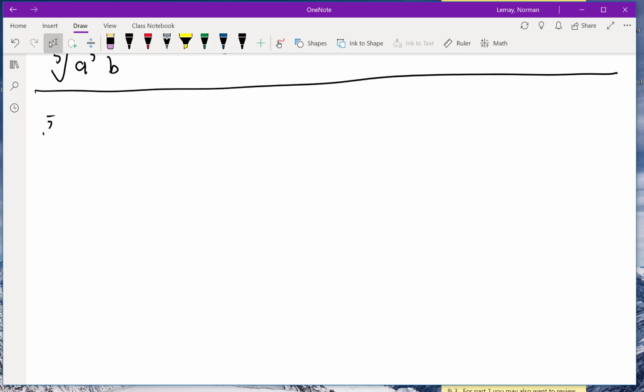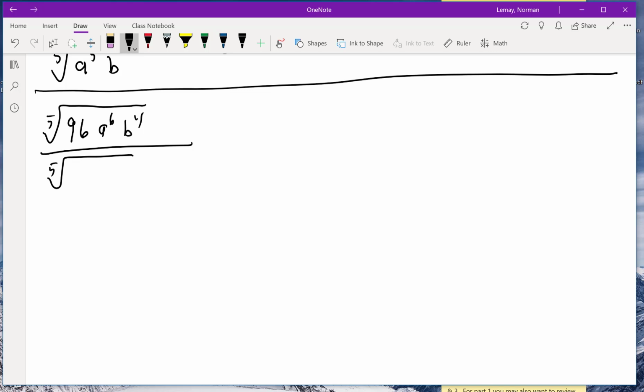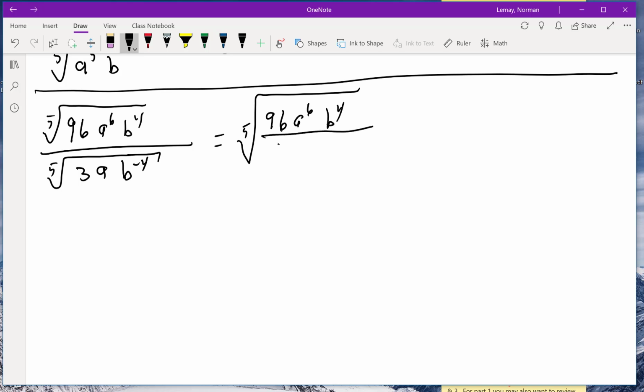I don't know. Fifth root of 96, a to the sixth, b to the fourth, divided by the fifth root of 3a b to the minus 4. All right, so again, I'm noticing I have two radicals, same index. Again, same plan here. We will write these all underneath 1. So I get 96, a to the 6th, b to the 4th, divided by 3a b to the minus 4.